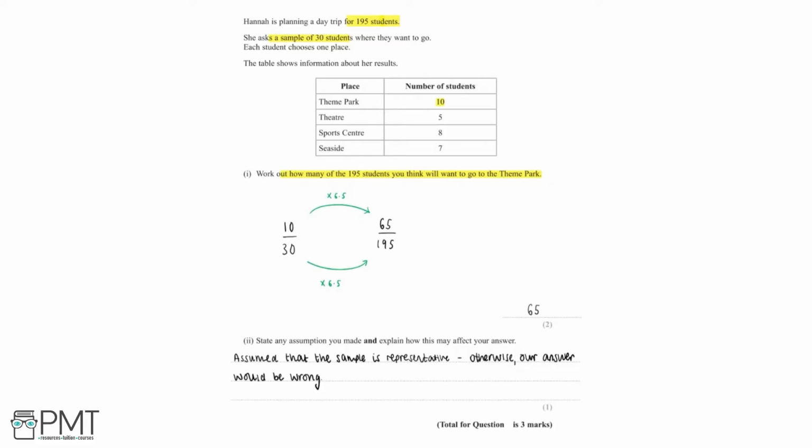Now this question is worth 3 marks. We get the 1 mark for doing 10 multiplied by 6.5 in order to find how many of the 195 students you think will want to go to the theme park. We get the 2nd mark for getting the correct answer of 65. And we get the 3rd mark for stating our assumption that the sample is representative, and for saying that if the sample wasn't representative, our answer to part I would be wrong.